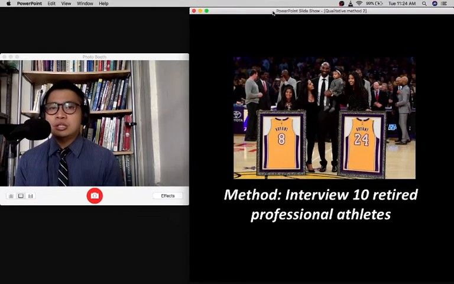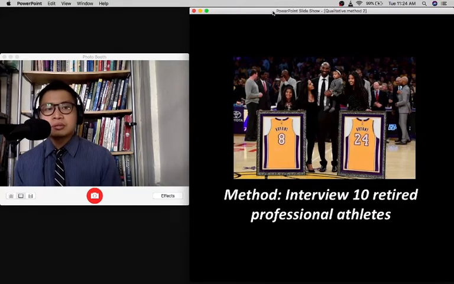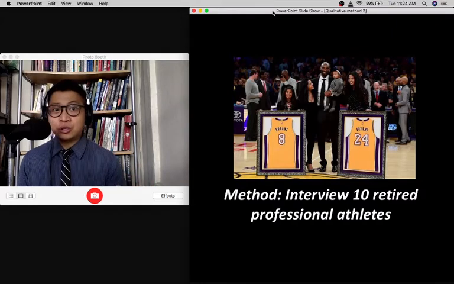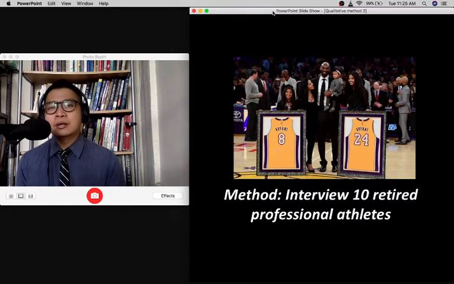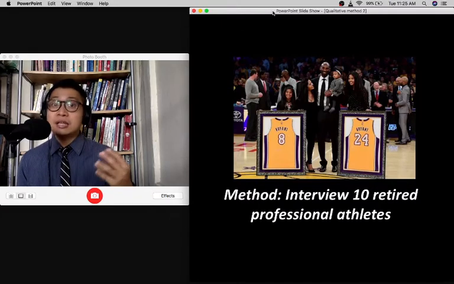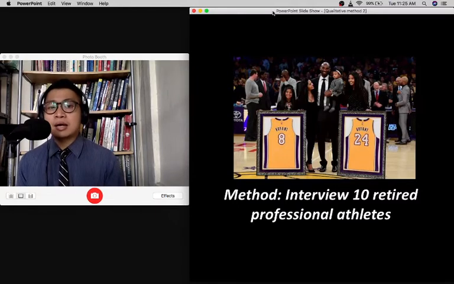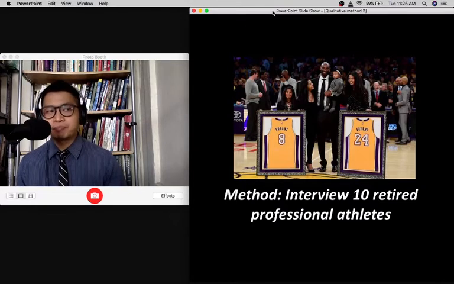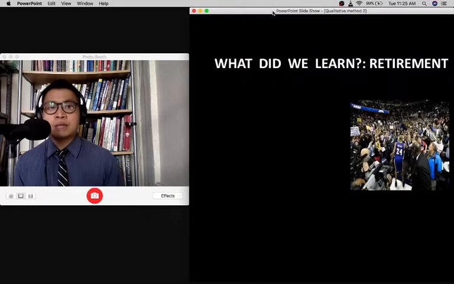So in their methodology, nag-interview sila ng 10 retired professional athletes. Take note, professional athletes. So they did not interview collegiate athletes or amateur athletes. They interviewed professional athletes. Kaya yung mga in-interview nila, maraming mga well-known athletes, no? Pero dahil nga sa principle of confidentiality, hindi dapat ni-reveal. At hindi naman talaga nila ni-reveal yung mga pangalan ng mga athletes na ito. So what are the general experiences of athletes who retire from their sport? The following are the themes that the group was able to generate.